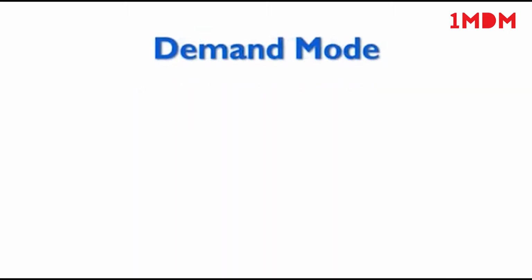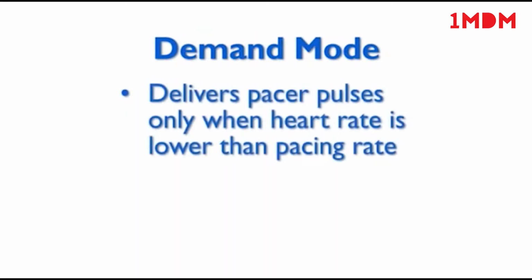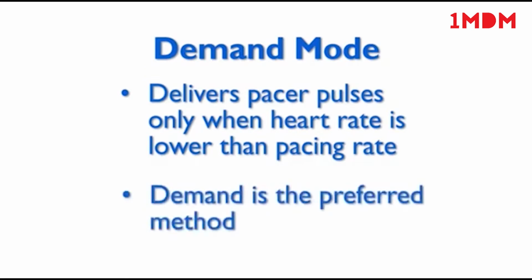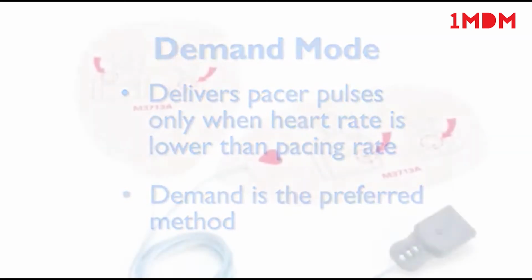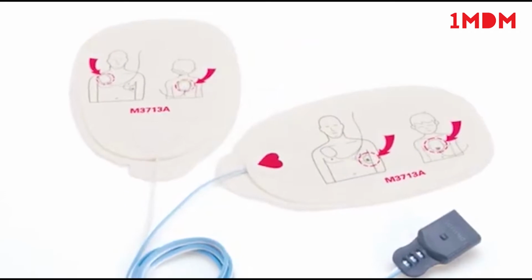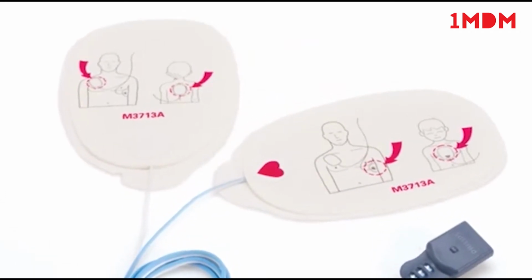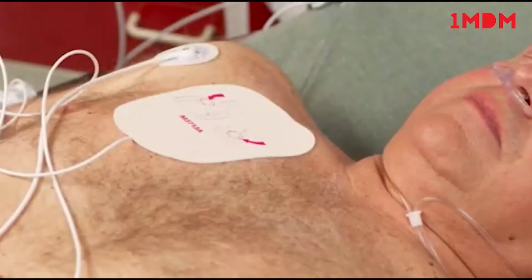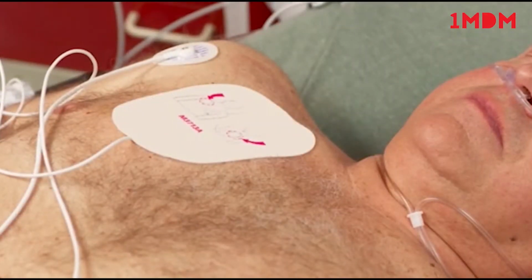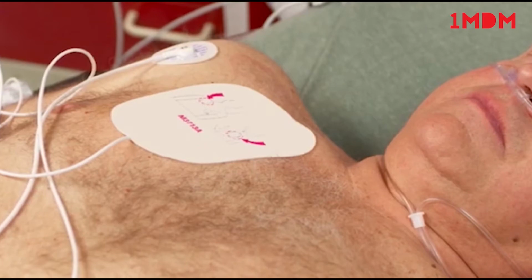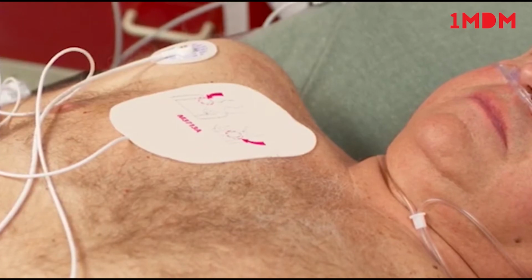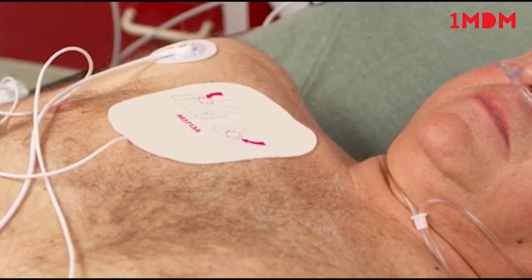In demand mode, the pacer only delivers synchronous paced pulses when the patient's heart rate is lower than the selected pacing rate. In this program, we'll demonstrate pacing using this preferred pacer mode. Pacing requires the use of the multifunction pads to deliver the paced pulses. During demand mode pacing, the multifunction electrode pads cannot be used for ECG monitoring. You must monitor the patient through 3 or 5 lead monitoring electrodes.